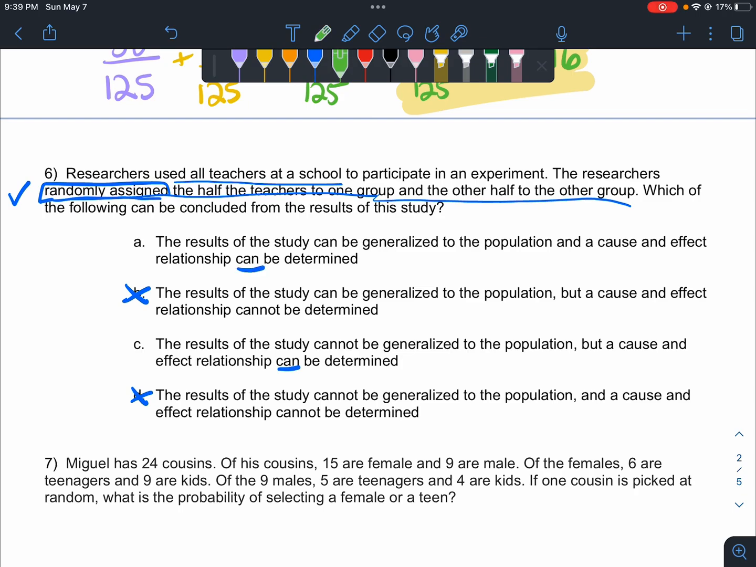The next thing would be to look at all teachers at a school to participate in an experiment. So if I have all teachers at only one school, I can't make a generalization for the entire population. I cannot, because it's only one school. So your answer would be letter C.